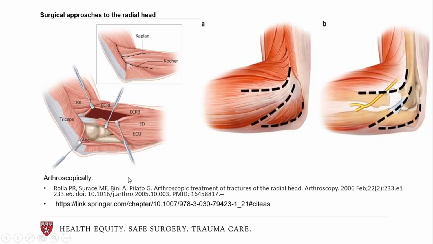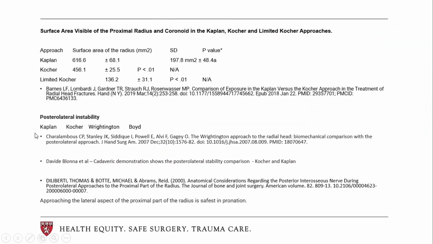Roller and colleagues have shown that arthroscopic treatment of fractures of the radial head is possible with good outcomes. So comparing the different approaches, the Kaplan approach does give a larger surface area visibility of the proximal radius compared to the Kocher, and this was shown by Barnes and colleagues.